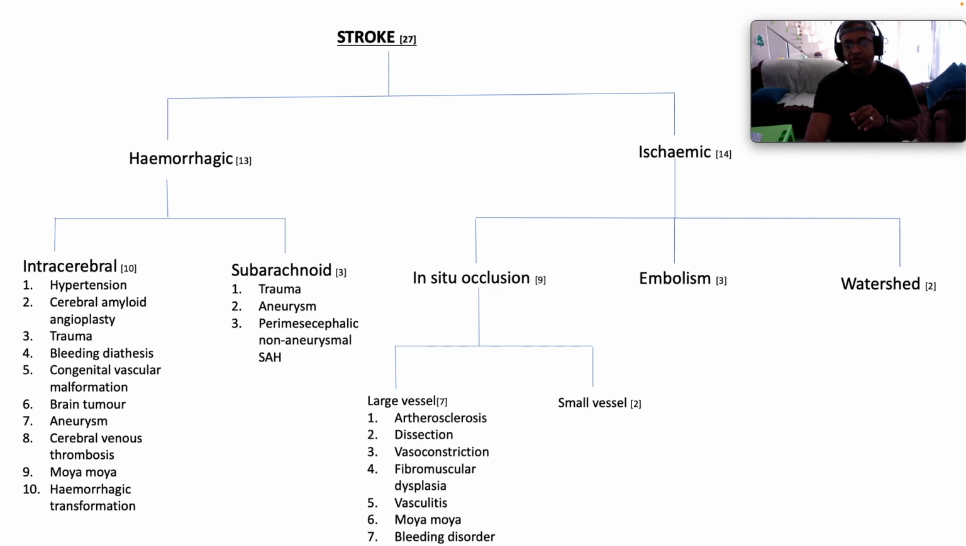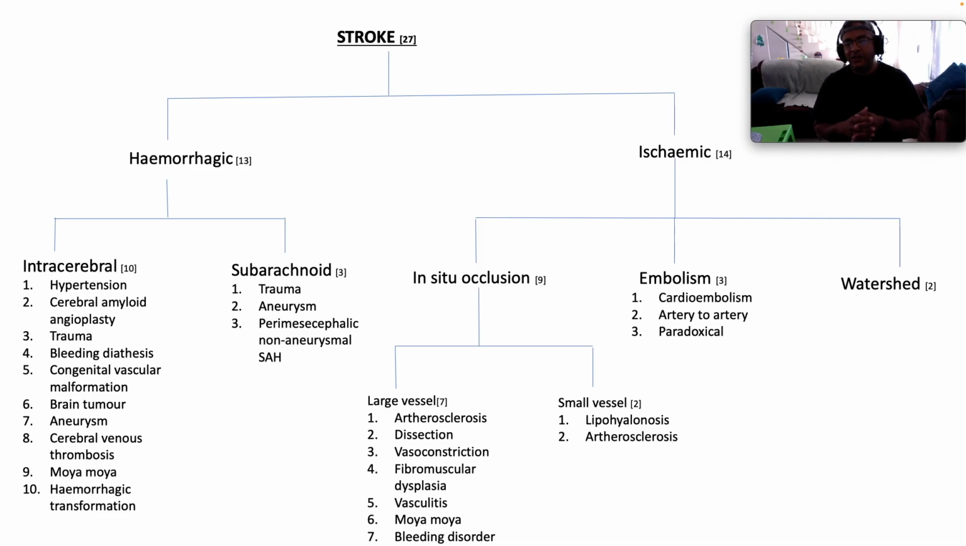In situ ischemic occlusion, if it's large vessel, is usually on the back of atherosclerosis, and there we think of our traditional cardiovascular risk factors. Did the patient have a previous stroke or a previous MI? Is the patient hypertensive or diabetic or have hypercholesterolemia? Is the patient smoking? Is there a family history? Then you talk about dissection, vasoconstriction, fibromuscular dysplasia, vasculitis, like the classic vasculitic syndromes, not forgetting primary CNS vasculitis, moyamoya, and bleeding disorder. What causes in situ small vessel ischemia is lipohyalinosis, which gives you so-called lacunar subcortical infarcts, usually due to lipohyalinosis from chronic hypertension. Then atherosclerosis can also cause it.